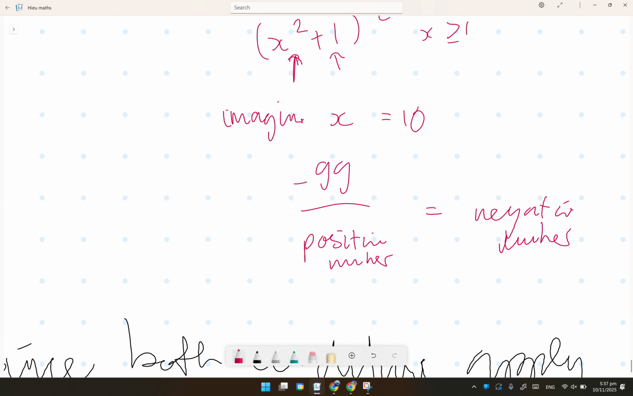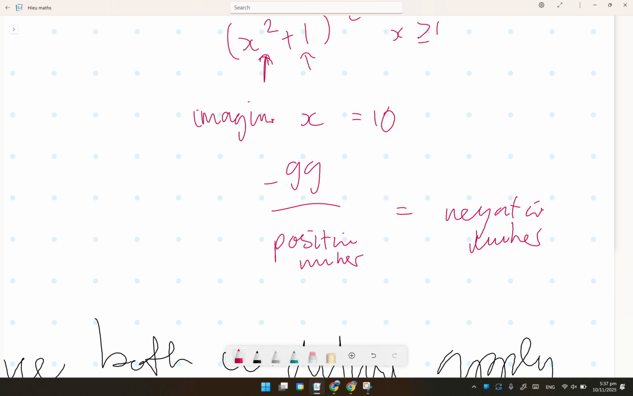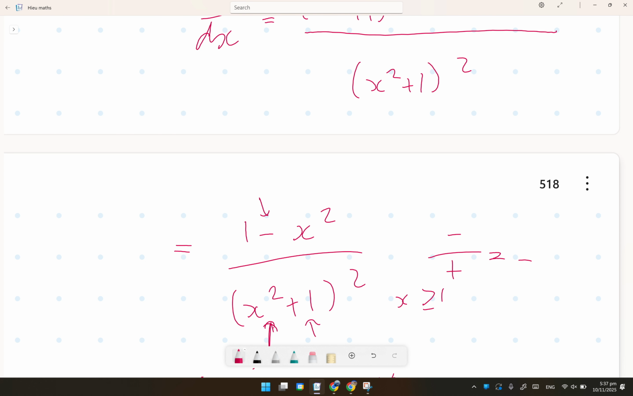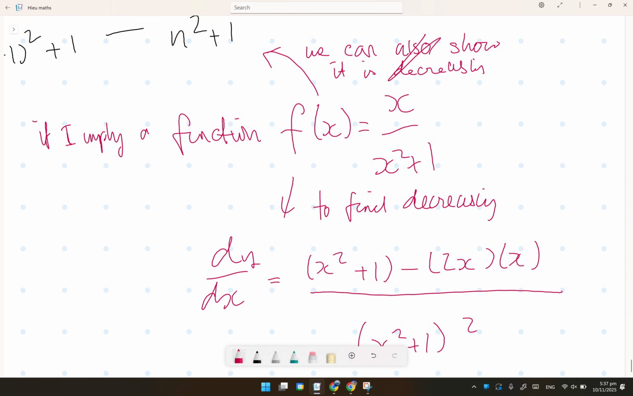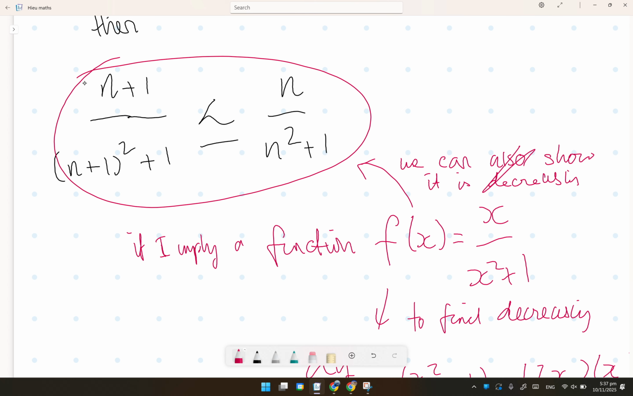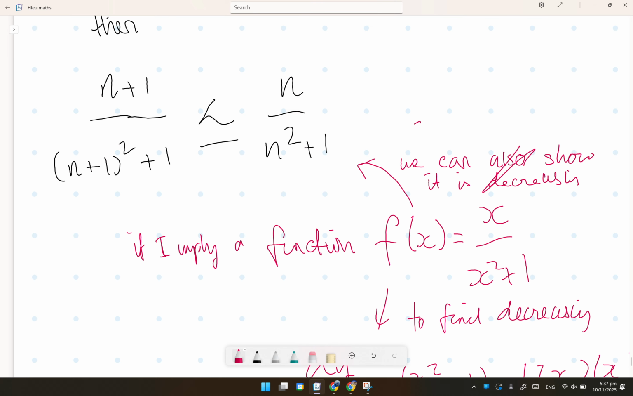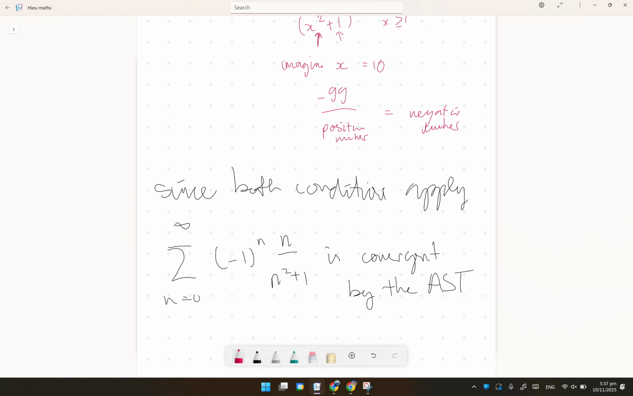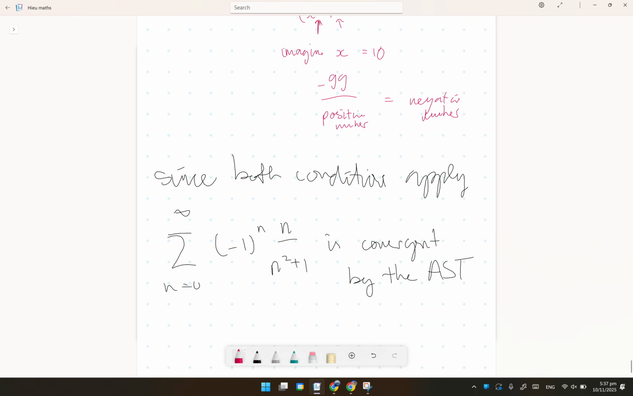If x was equal to 10, it would be minus 99 over some random positive number, and that would be a negative number. And if the derivative is a negative number, it means it's decreasing. And so we therefore know that this is true because it just means that the sequence itself is decreasing. And therefore, since both of the conditions apply, this series is converging through the AST. So that's the kind of idea we're working with here.